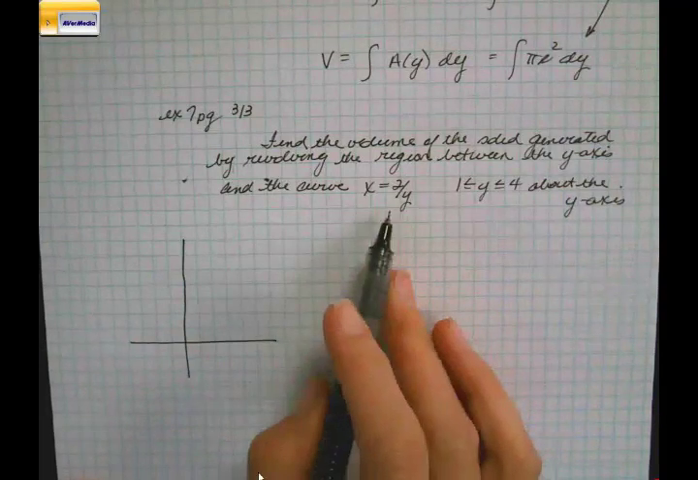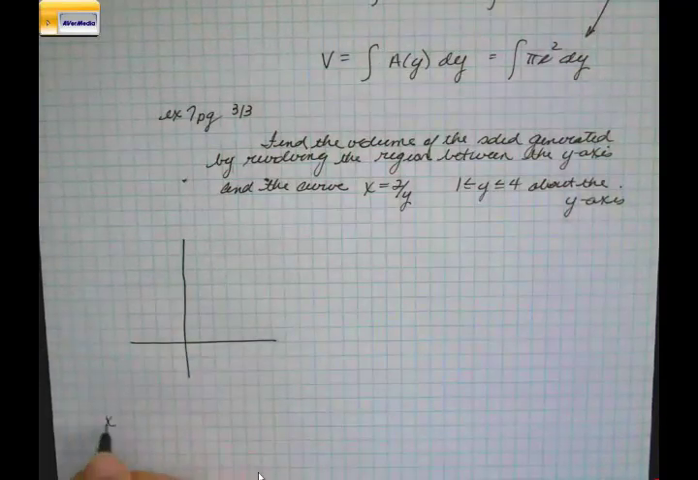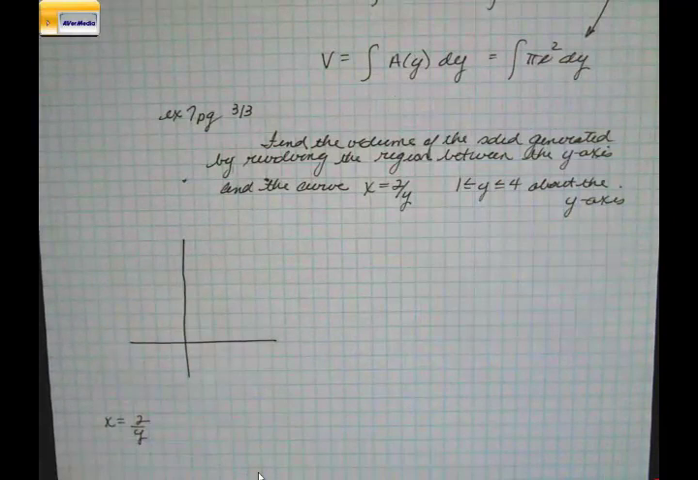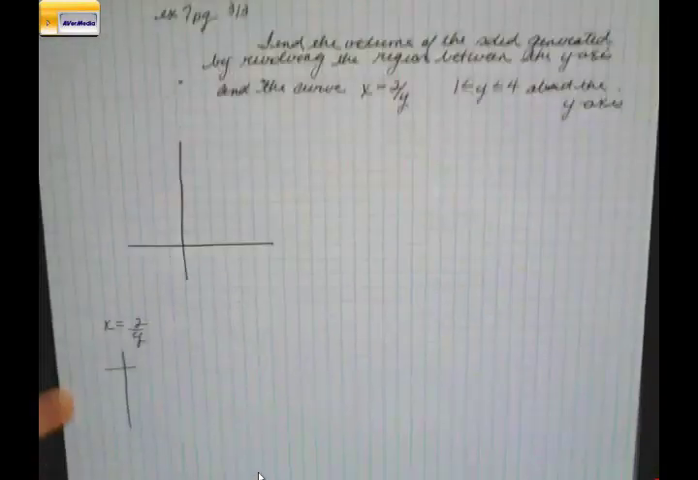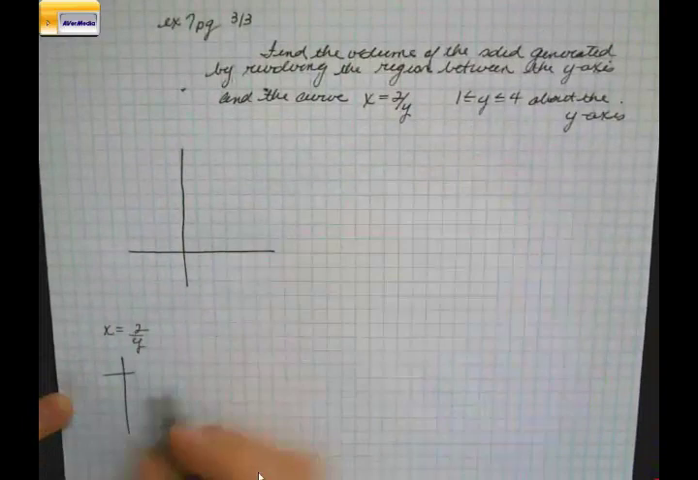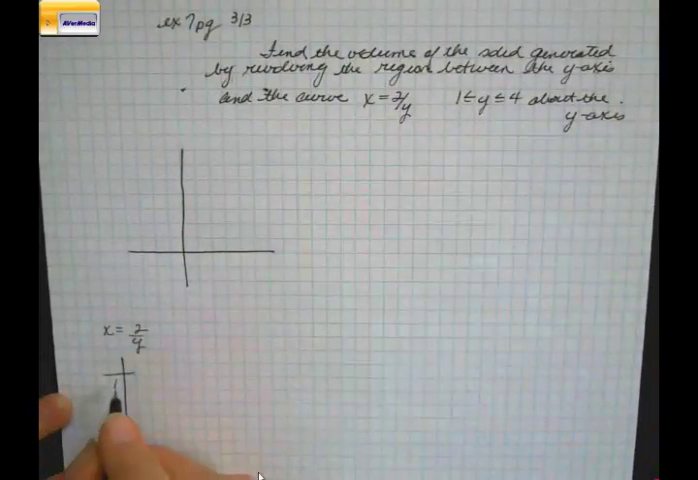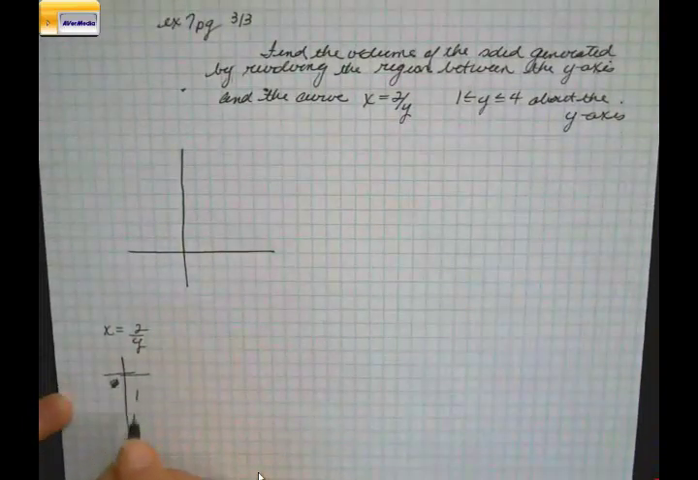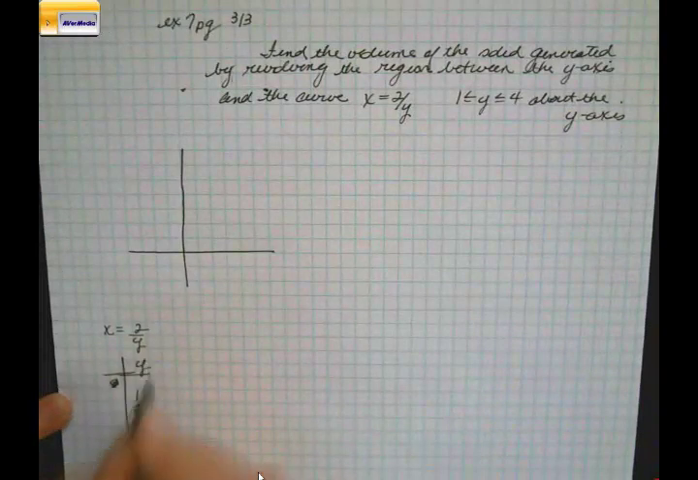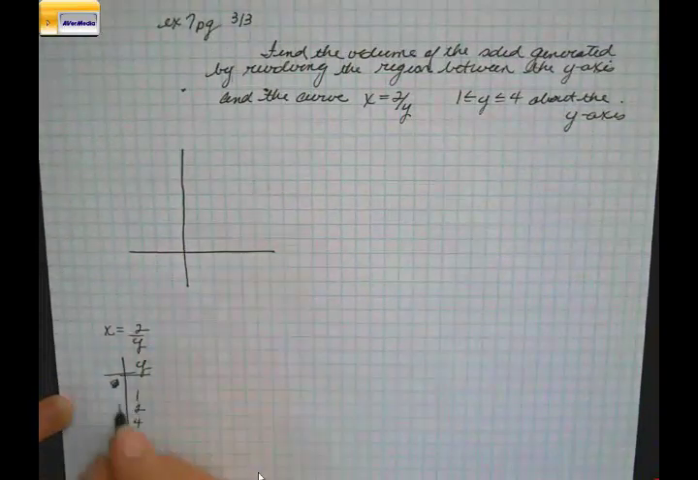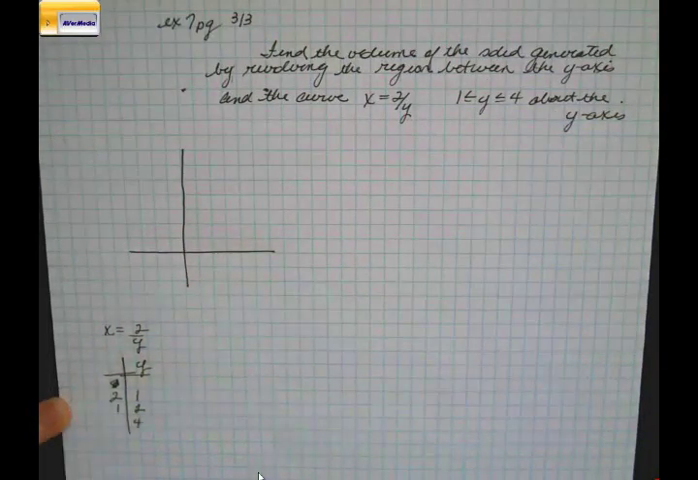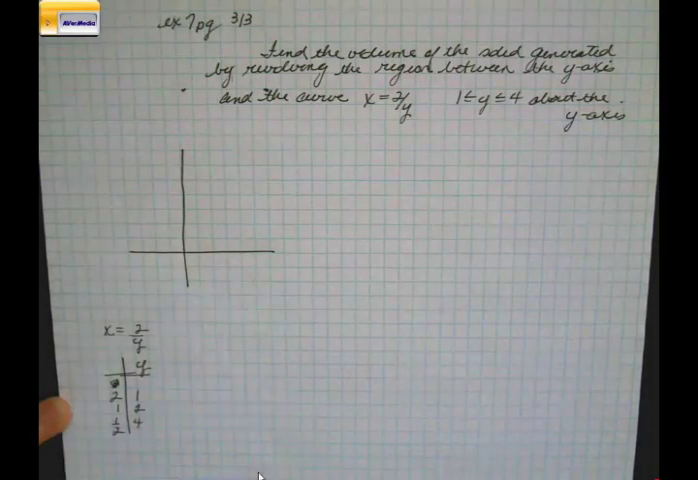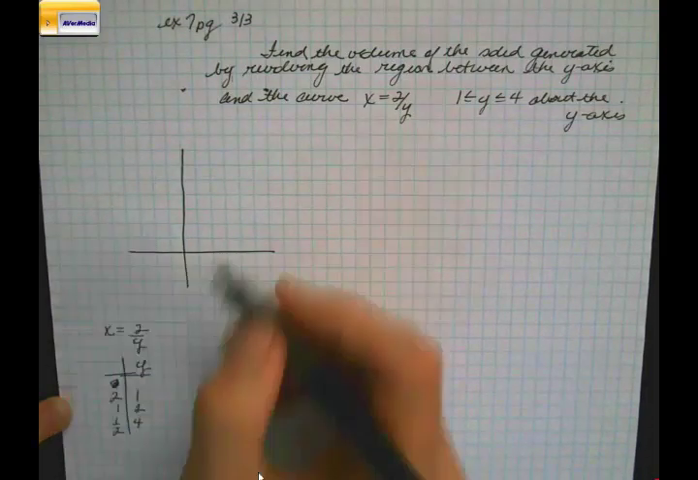What in the world does x equaling 2 over y look like? If I have to graph x equaling 2 over y, and I make a table, if I'm going to run from 1 to 4, I want my y to be a 1 and a 4 value. So if y is 1, x is 2. If y is 2, x is 1. If y is 4, x is a half. Those are some ideas to get it graphed.